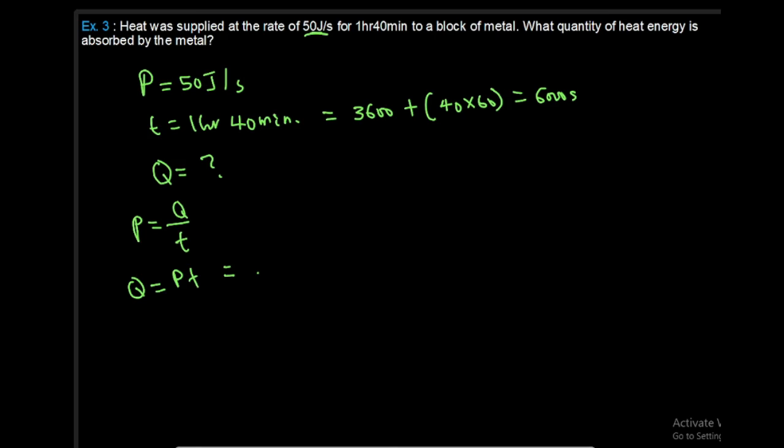So now we come back to our equation, which is quantity of heat energy equals power times time. So we have 50 multiplied by 6,000, and that will give you the quantity of heat energy here to be 3 times 10 raised to power 5 joules.